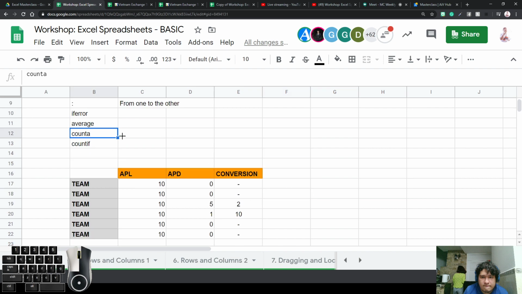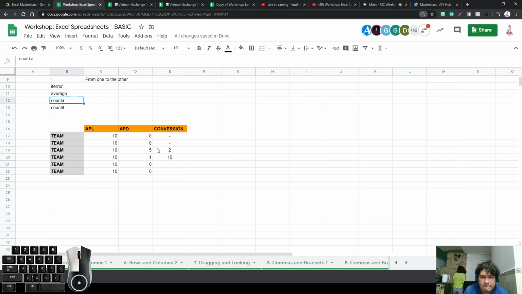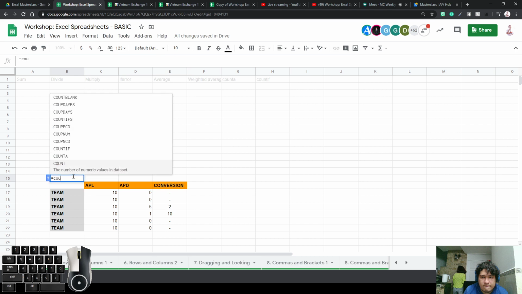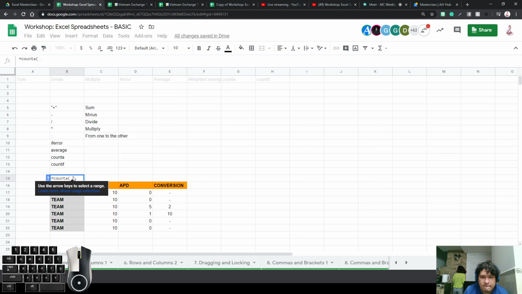Average, I already explained about average. And the final thing I wanted to show you before we close the meeting, the workshop, is about COUNTA and COUNTIF. So here I'm talking about the formulas. COUNTA, open brackets. This is the formula I'm talking about. But I want to show you this with some examples about this tool here that we were using all the time.